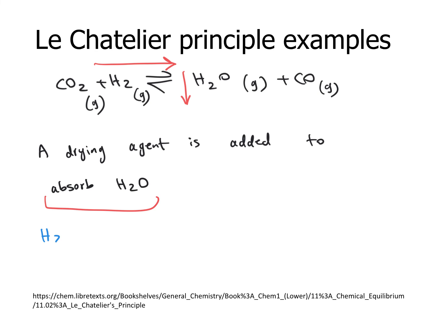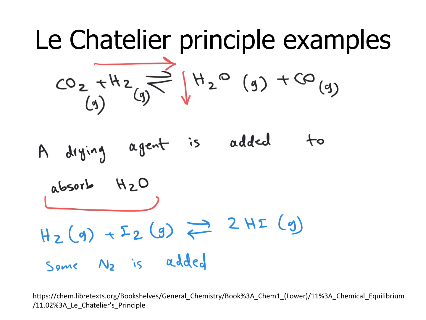If we have H2 gas plus O2 gas going both ways to HI gas, and I say some N2 is added, so we add some nitrogen to this reaction, I ask you, does the reaction go left to right or right to left? Which side is the nitrogen added to?